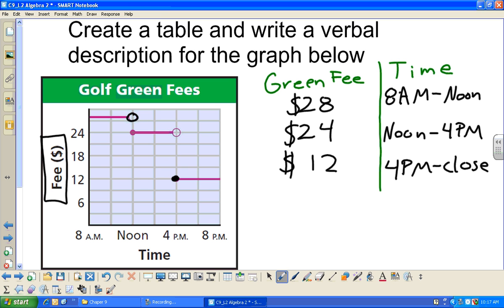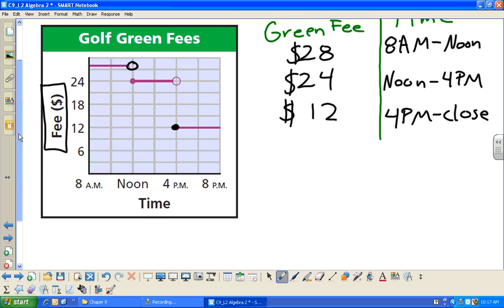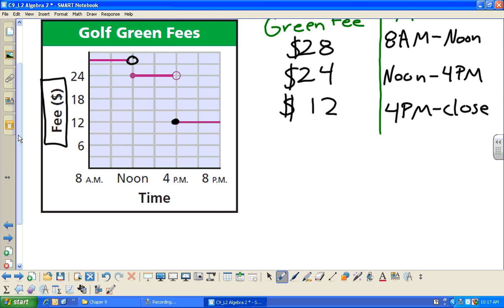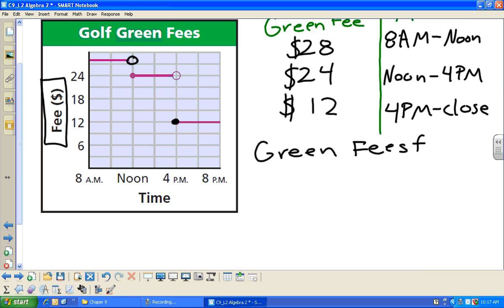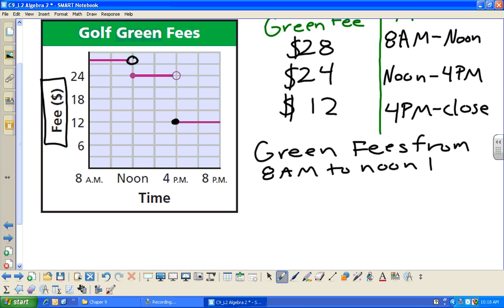That's my graph. I also have to write a verbal description. Now, for a lot of you, this is going to seem tedious, but you have to do it. My verbal description would include green fees from 8 a.m. to noon are $28.